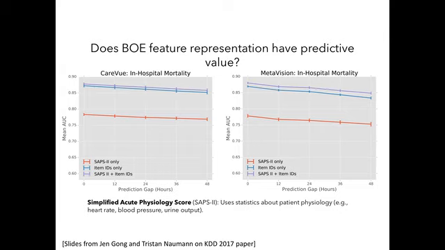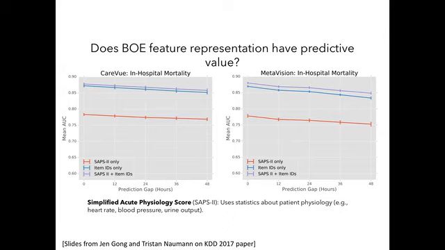But if you were to use all of the events data, which is much, much richer than what went into that simple SAPS score, you would get the purple curve, which is SAPS plus the events data, or the blue curve, which is just the events data. And you can see you can get substantially better predictive performance by using that much richer feature set.